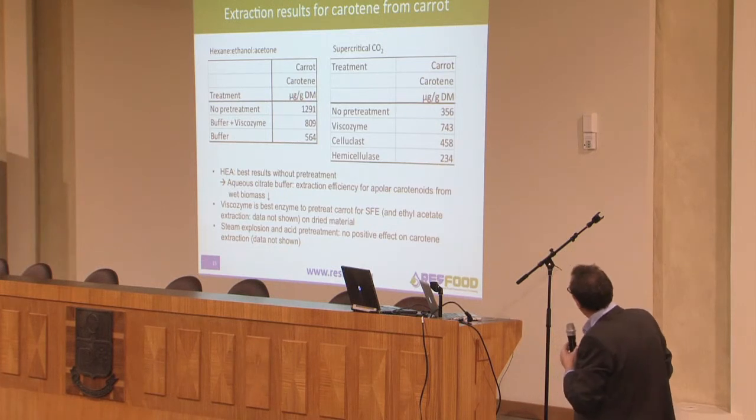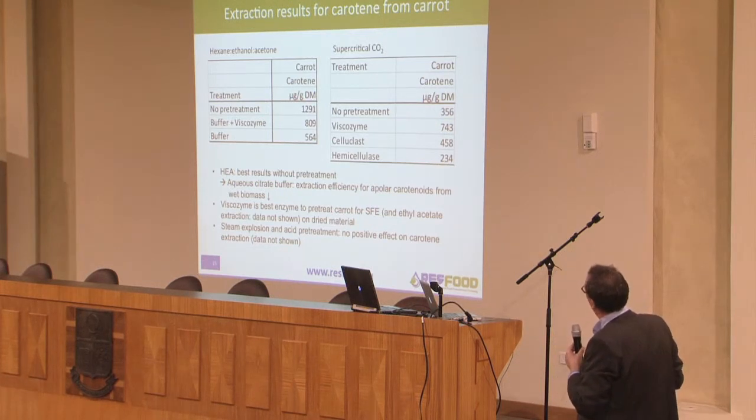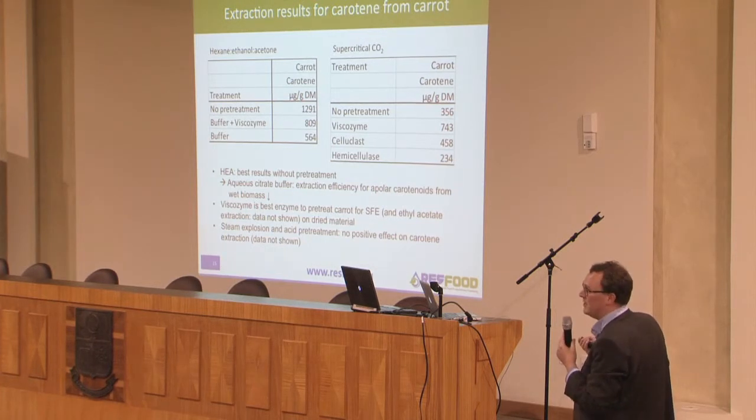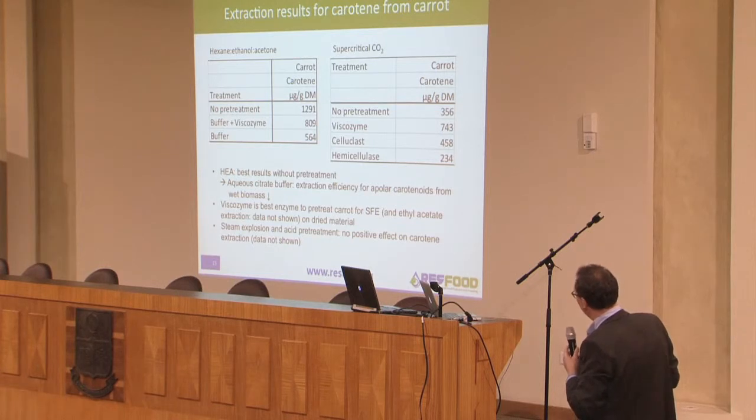For supercritical CO2, we also used that. Here you see that with the enzymes, for example Viscozyme and cellulase, the extraction efficiency is better compared to no pre-treatment. The difference between the table on the right and the table on the left is that for supercritical CO2 we dry the biomass. Otherwise supercritical CO2 will not pass through your wet biomass. You cannot do that. So as conclusion, Viscozyme is the best enzyme to pre-treat the carrot for supercritical fluid extraction, so with CO2. We had also the same data with ethyl acetate as extraction solvent, but on dry materials, not on the wet material.